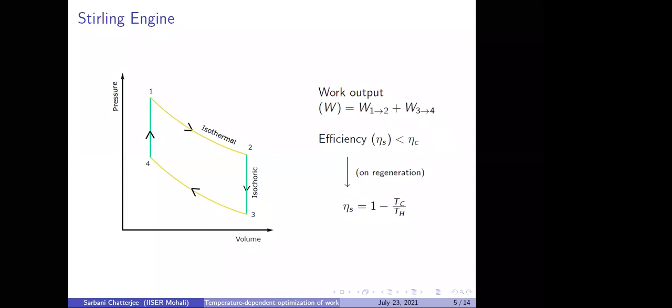A regenerator is basically an internal heat exchanger or a temporary heat store that is placed between the hot and the cold reservoirs. What it does is to simply retain some of the heat that would otherwise be dumped back to the cold reservoir as useless. This extra heat then gets converted into some additional useful work, enabling the thermal efficiency of the cycle to approach the limiting Carnot efficiency.